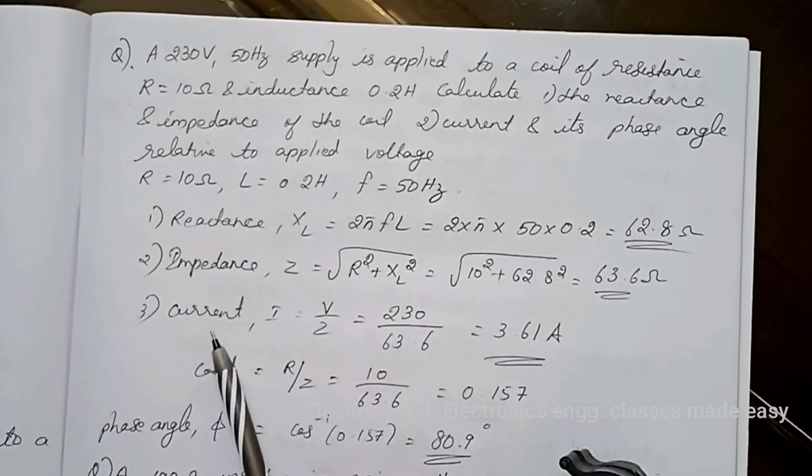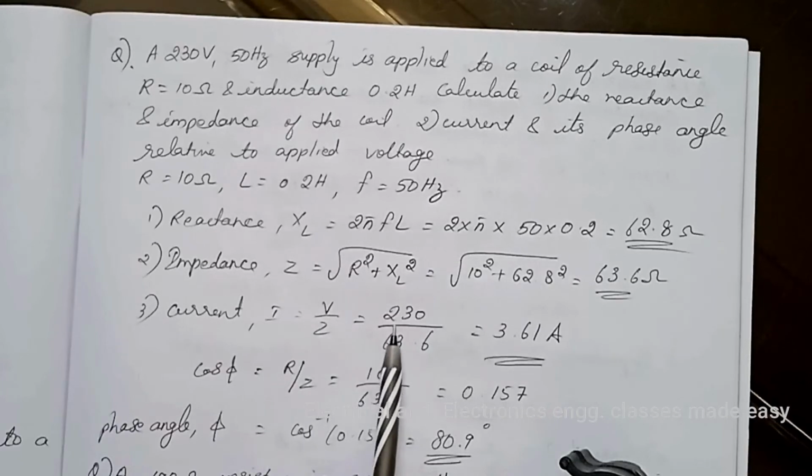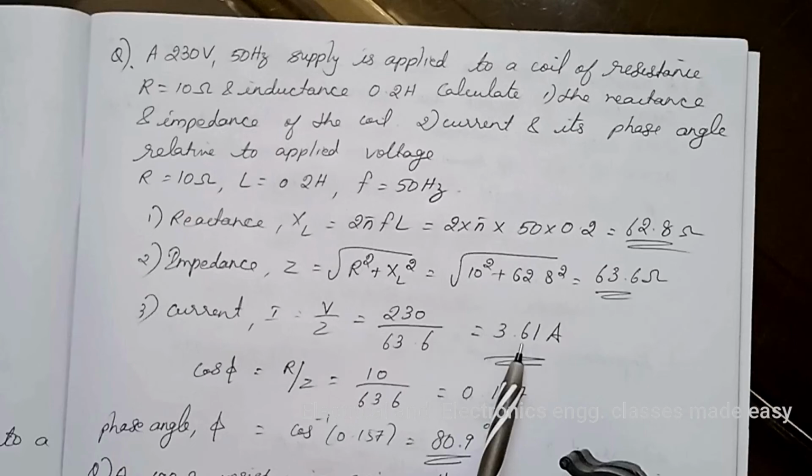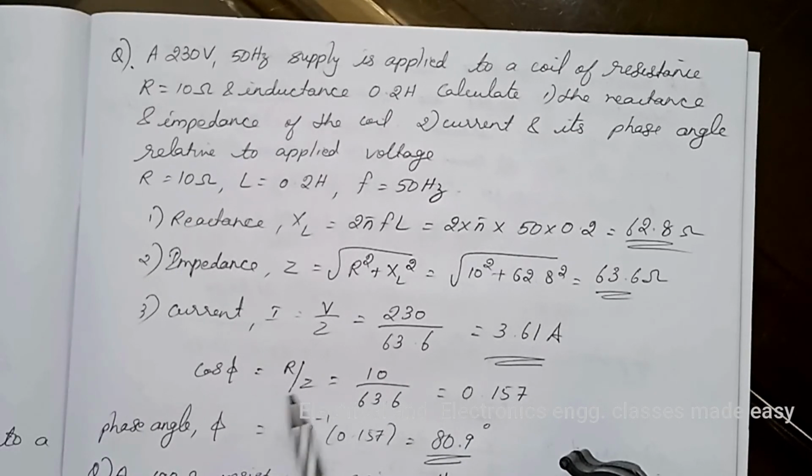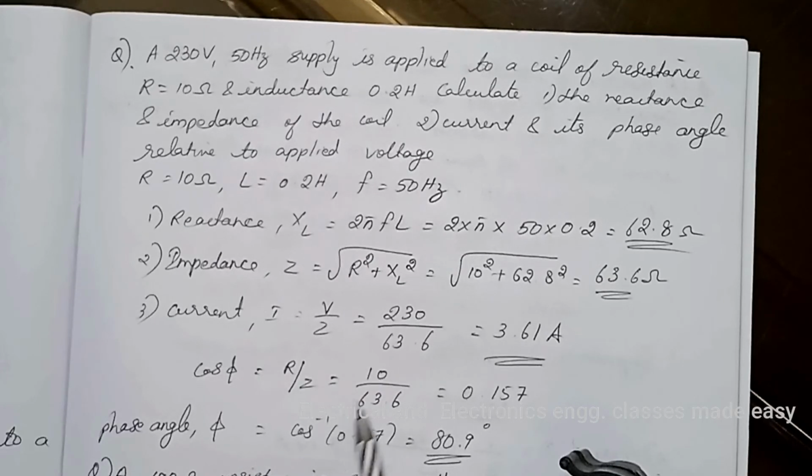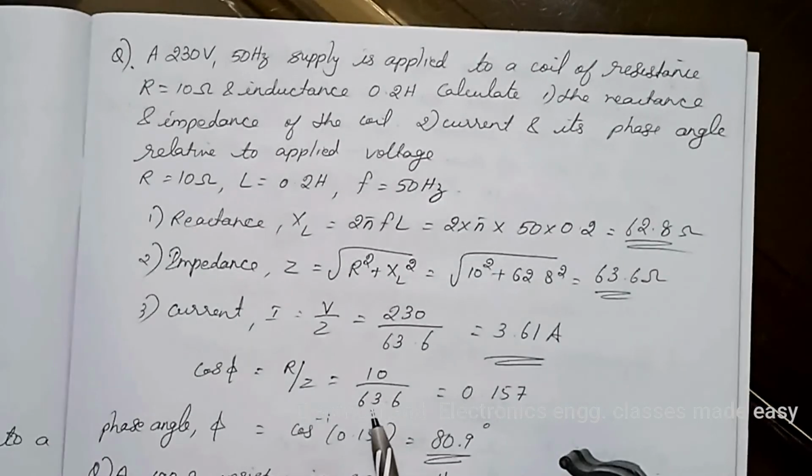So the current I is equal to V by Z, that is 230 divided by 63.6, which is equal to 3.61 ampere. And the power factor cos phi is equal to R by Z, that is 10 divided by the magnitude of Z, 63.6, equal to 0.157. And the phase angle is cos inverse of 0.157, which is equal to 80.9 degree.